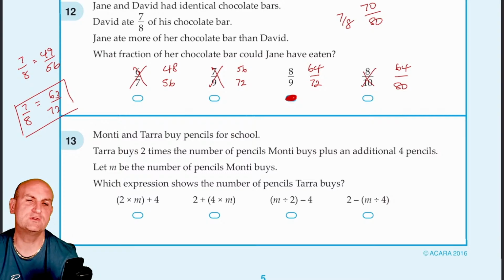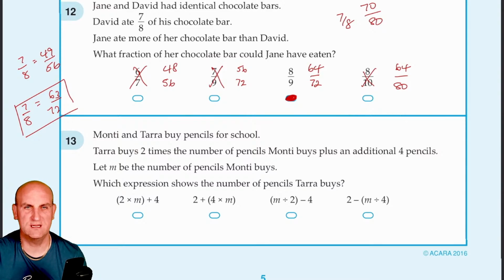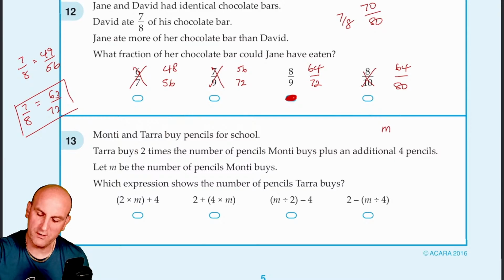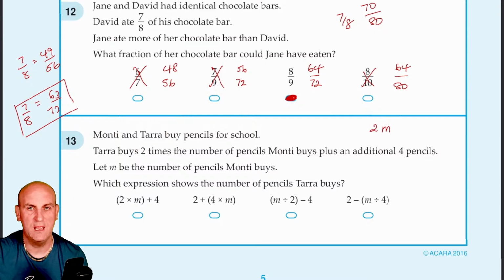Monty and Tara buy pencils for school. I don't know why. Tara buys 2 times the number of pencils Monty buys, plus an additional 4 pencils. Let M be the number of pencils that Monty buys; which expression gives the number of pencils Tara buys? So Tara buys 2 times. So if Monty has M, Tara buys 2 times as many, plus an additional 4. All right, so that's a bit tricky there, isn't it? Have they got one there that looks like that? Nope. Oh, yes, they do, but they're just writing it in a different way.